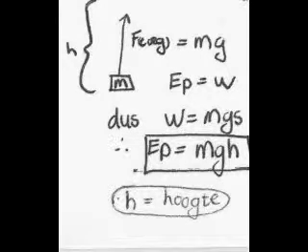For potential energy, if you have a certain mass going up a certain height, then you get energy applied, which equals mg. Your potential energy therefore equals W, which is mgs, and your potential energy formula from that applies generally as mgh, and h is your height.